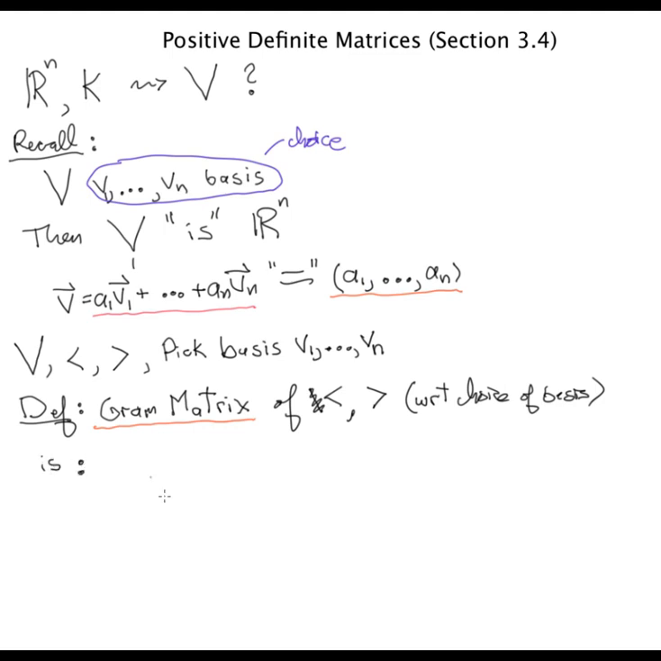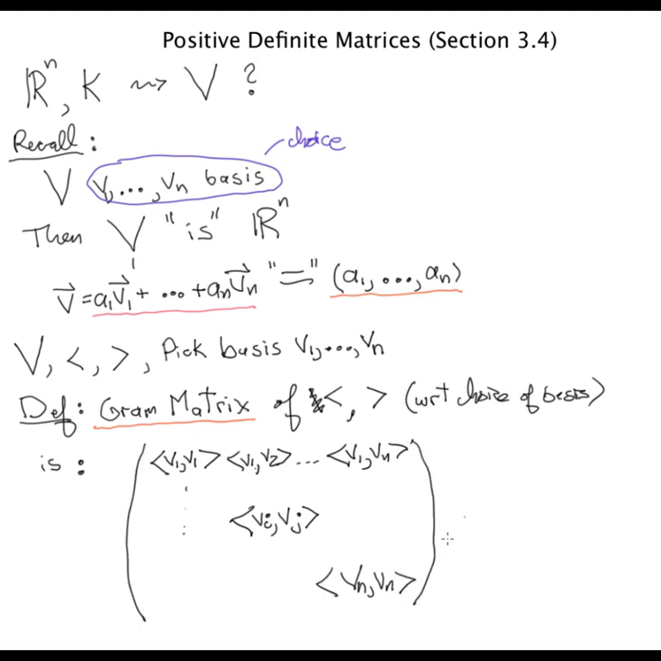is the following matrix. You put V1, V1, V1, V2, dot dot dot, V1, Vn, and so on. In the ijth place, you put the inner product of Vi and Vj, and so this is an n by n symmetric matrix. And it's symmetric because, well, I'll put the V2, V1 here, for example. If you look at these corresponding elements, one of them is V1, V2, and the opposite one is V2, V1. And basically, this is K.